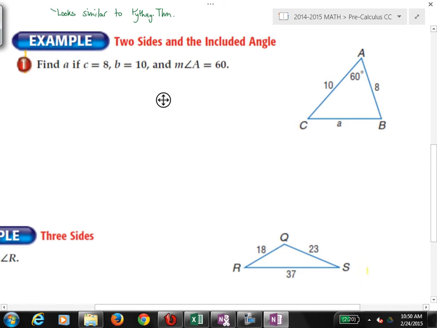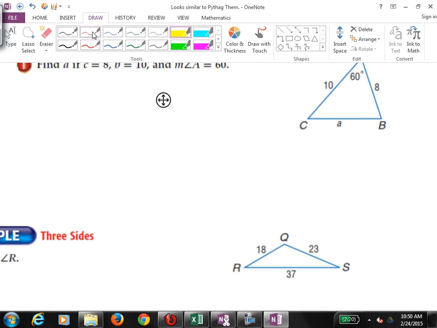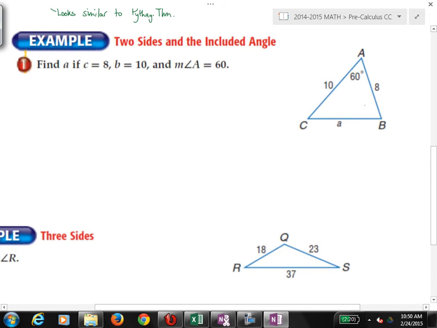Alright, so example this one. Two sides in the included angle. Find A given the following information. So same thing as before, let's go ahead and label this. Actually, it looks like it's already labeled for us. C is 8, B is 10. Measure of angle A up here is 60 degrees.